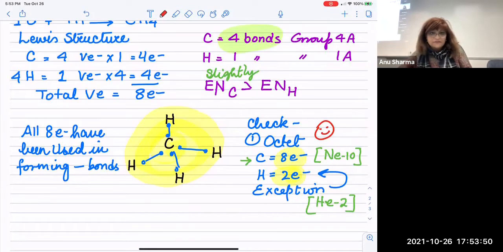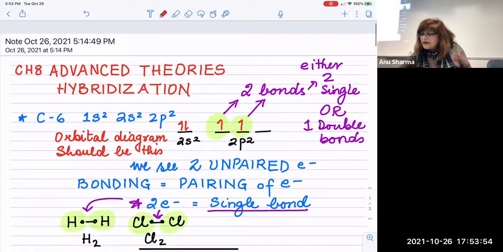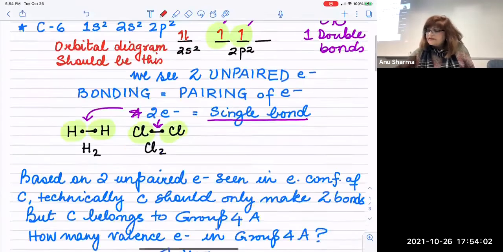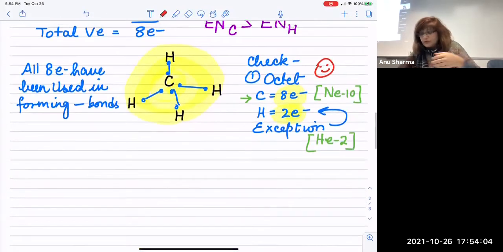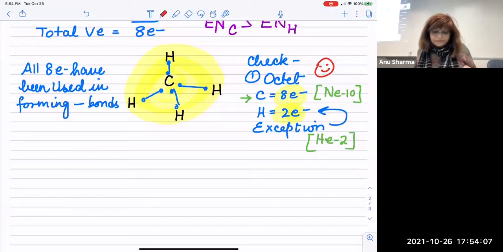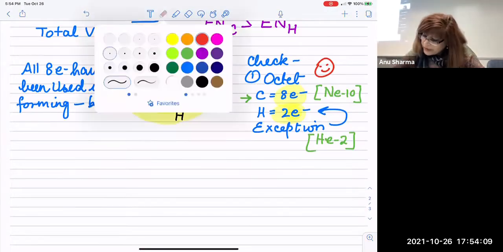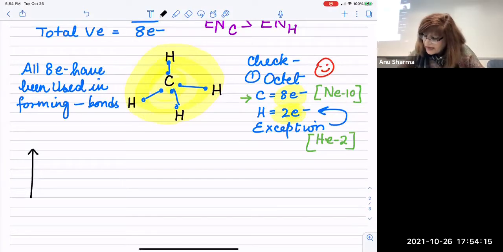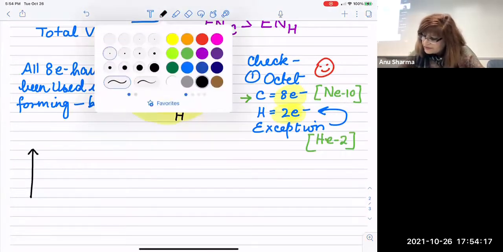So this is correct. But how do we explain it? If we look at the electronic configuration, the electronic configuration shows us 2 bonds, but here it's making 4 bonds. So what is happening? This is what's going on. Now, look at the energy diagrams. So here is the energy diagram.